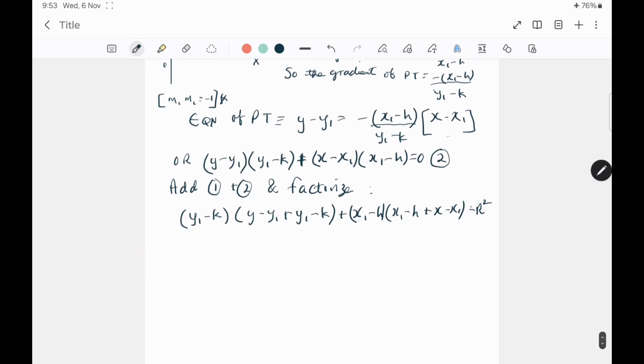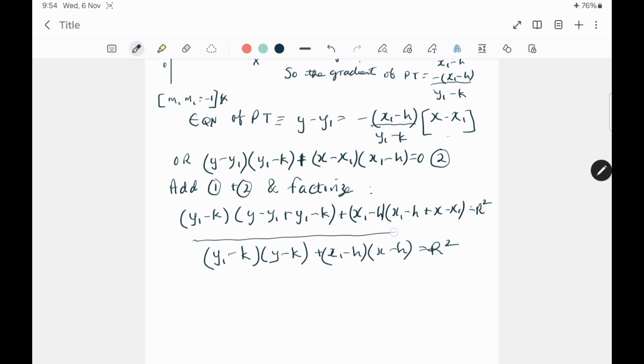That comes down to y1 minus k times y minus k plus x1 minus h times x minus h equals r squared. That's the result that we are after.